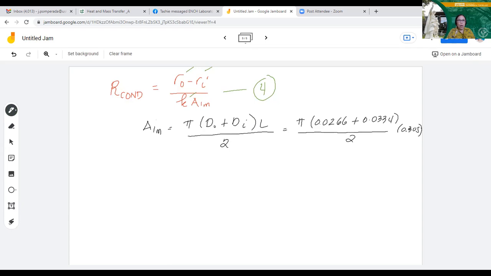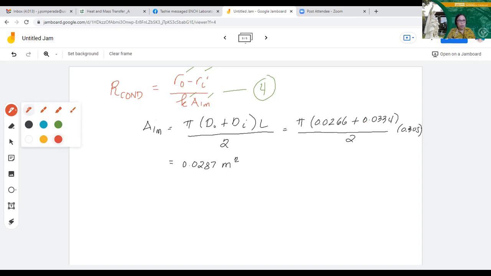Okay, so our arithmetic area here is 0.0287. Of course, this should have a unit in square meter. Okay, now we know everything here. We can have this checked already. And if we substitute values to it, I will not write the value substitution here anymore.